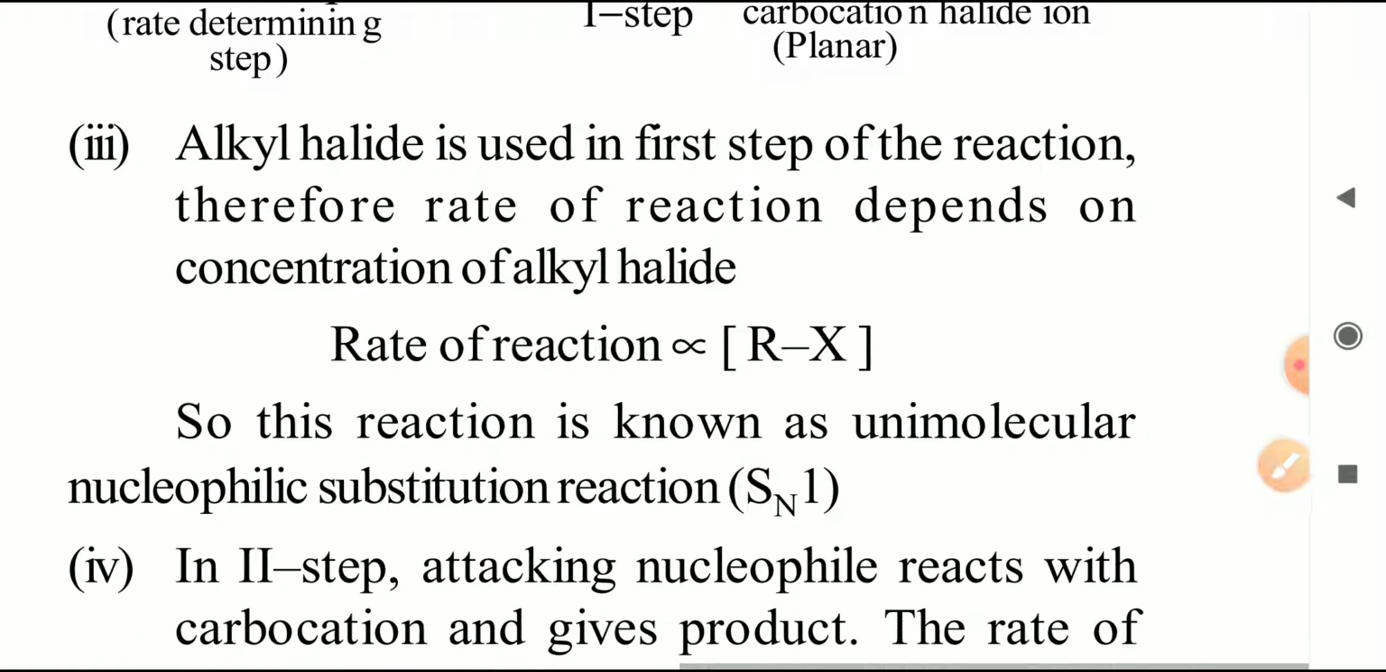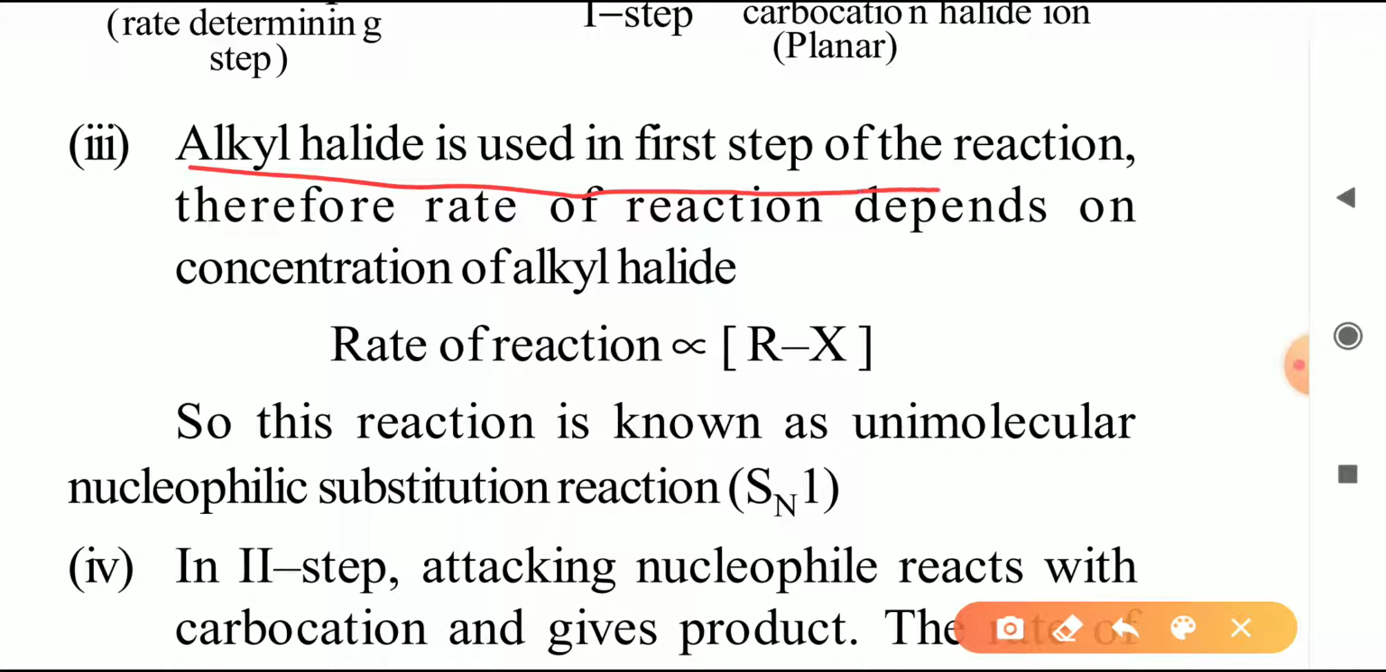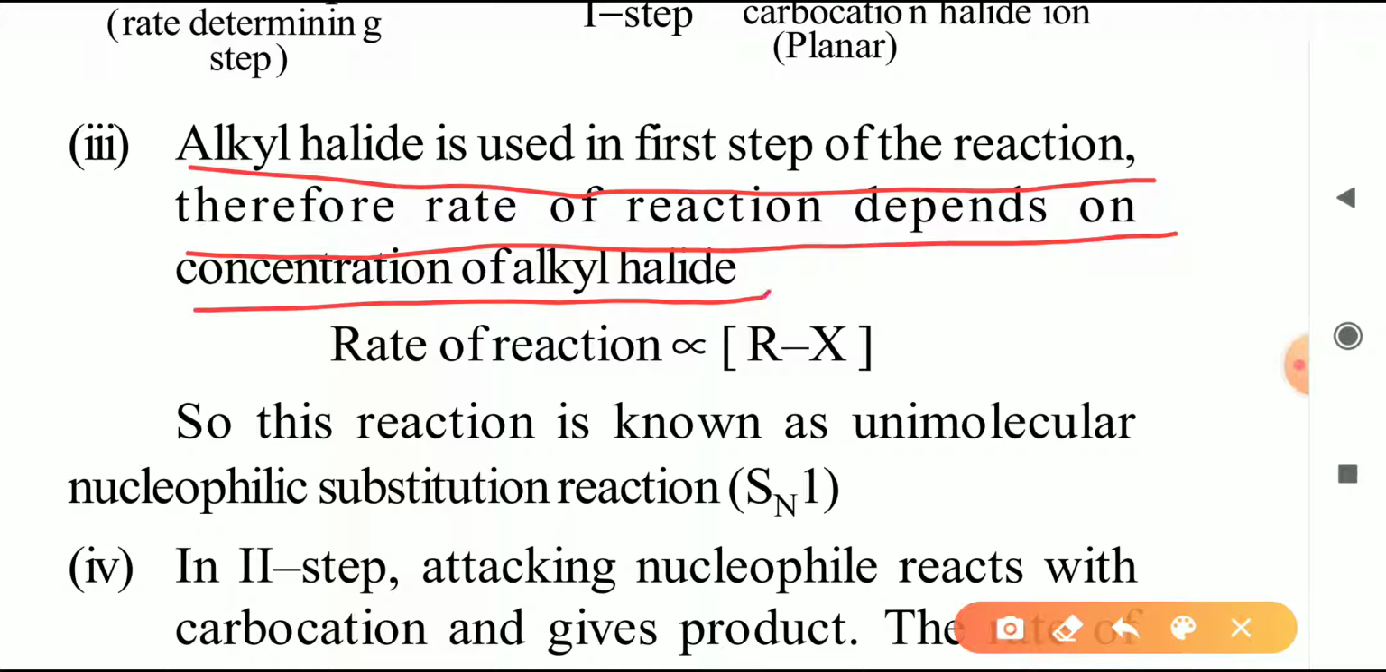Now our third point, that is not a second step, that is a point only. Alkyl halide is used in the first step of this reaction. Therefore, the rate of reaction depends on the concentration of alkyl halide. I will say that the rate of reaction depends on the concentration of RX. This bracket means concentration. That means the complete reaction depends on the reactant of the first step, which is RX. So the rate of reaction depends on RX.